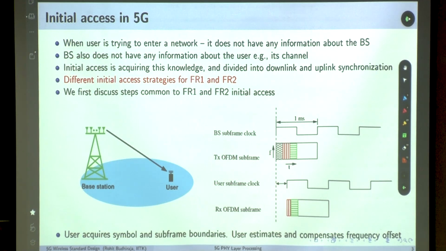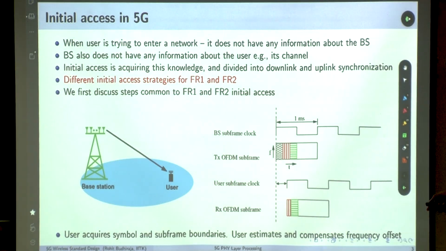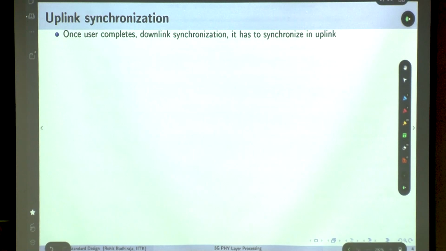So now this is downlink synchronization. The user does that, and it finds out that its boundaries are offset, and it aligns the boundary. Once it has finished this, the next step is called uplink synchronization. And what is this uplink synchronization?